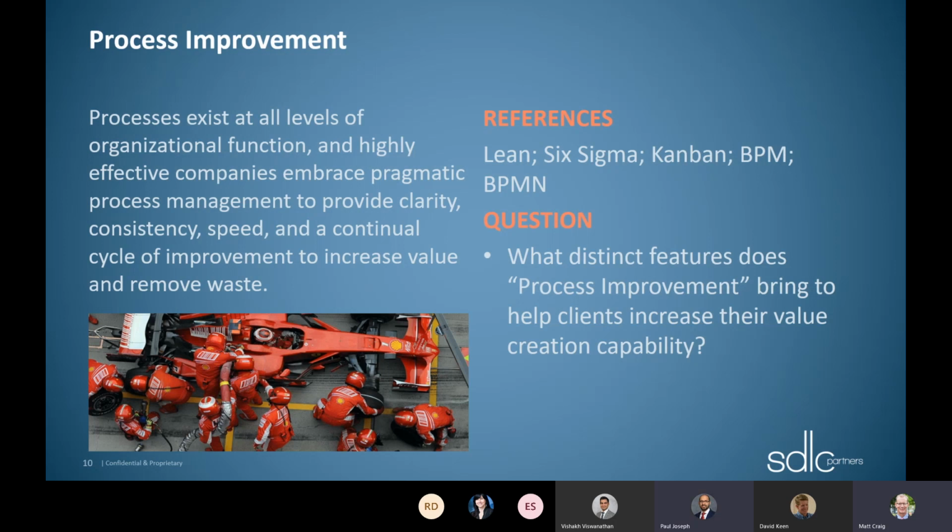And again, you're probably starting to hear a lot of these themes resonate, but they have unique characteristics from each of these different capabilities. So again, questions, pick up the pace a little bit. What are you seeing as distinct to the realm of process improvement that helps drive client value creation?